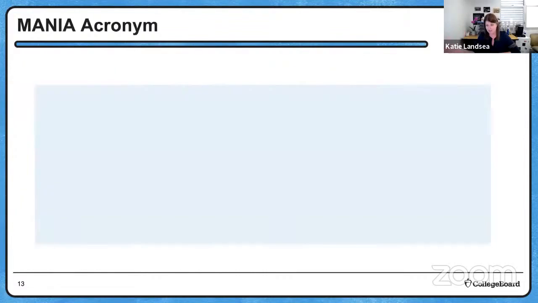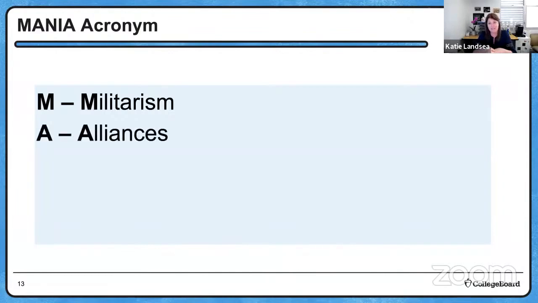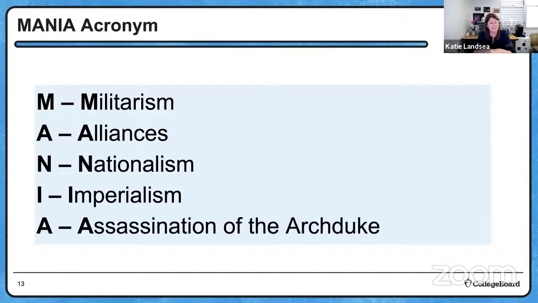So if you want to move on to the next slide, this is something that I do in my class. There are many different versions of these acronyms to remember causation for World War I, and I use MANIA with my students. The M is for militarism, the A is for alliances, the N is for nationalism, the I is for imperialism, which we're going to get into a little bit today with your homework. And then that last A is the moment that this begins, the assassination of the Archduke, the heir to the Austrian throne.